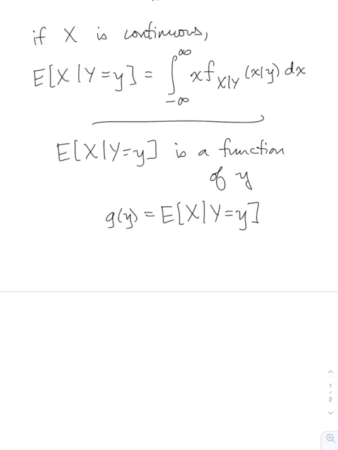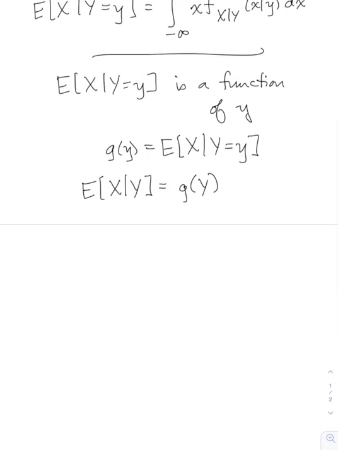Now there's another kind of conditional expectation, and that's the expected value of x given y, where we don't have an equals little y in there. If you don't have the equals little y, what that means is you take that function g and you plug in the random variable capital Y into that function. g of capital Y, that's what it is. Now, g of capital Y is a random variable. So the expected value of x given y is a random variable.